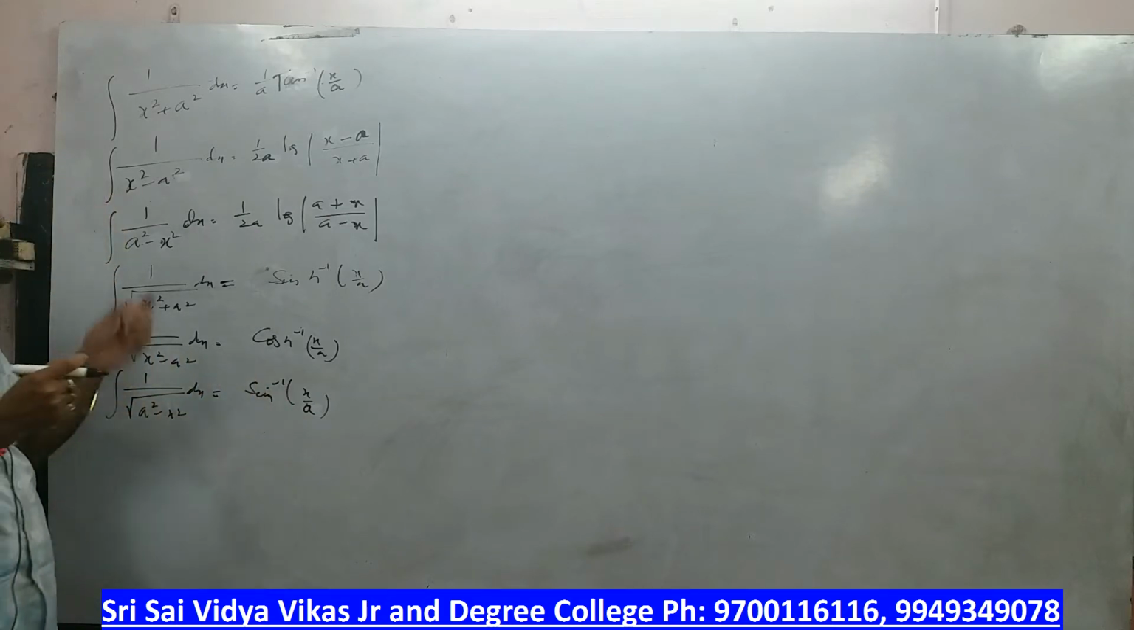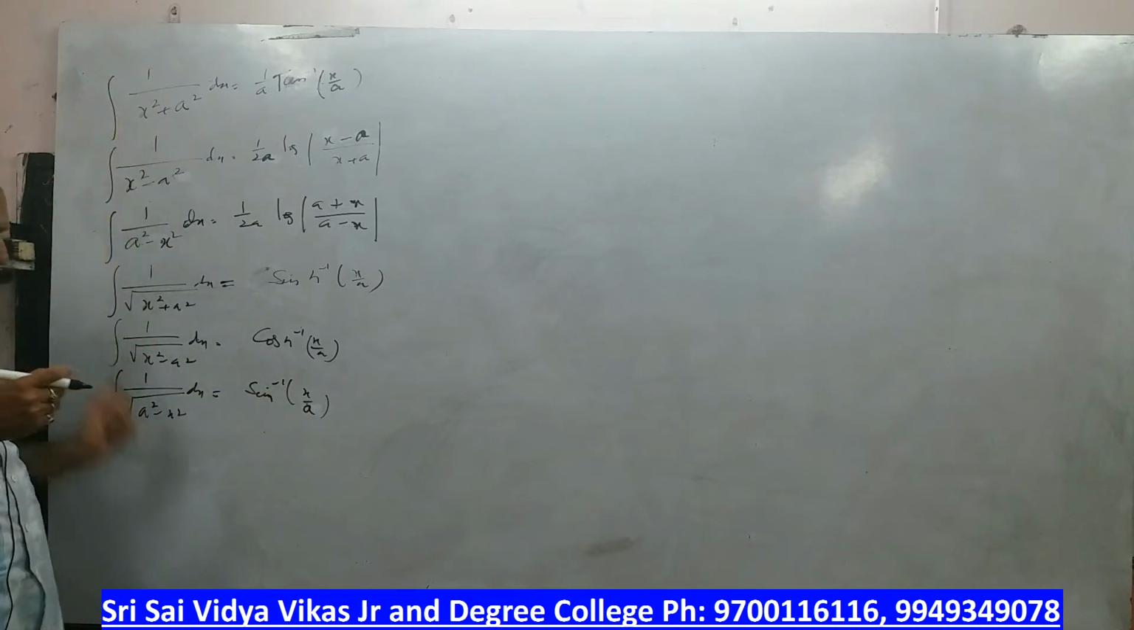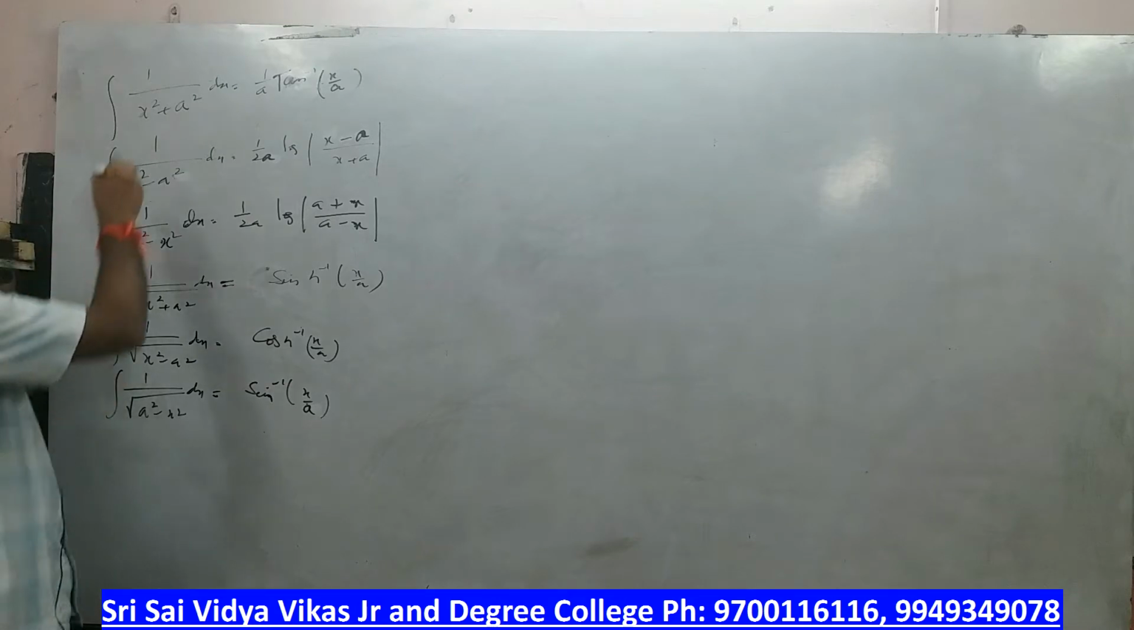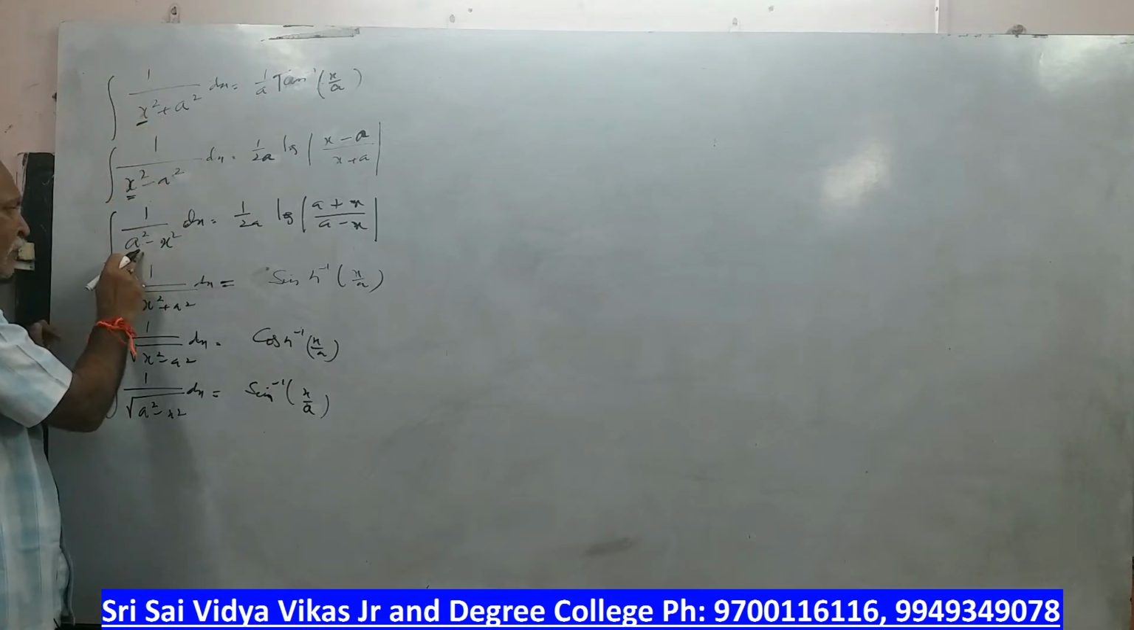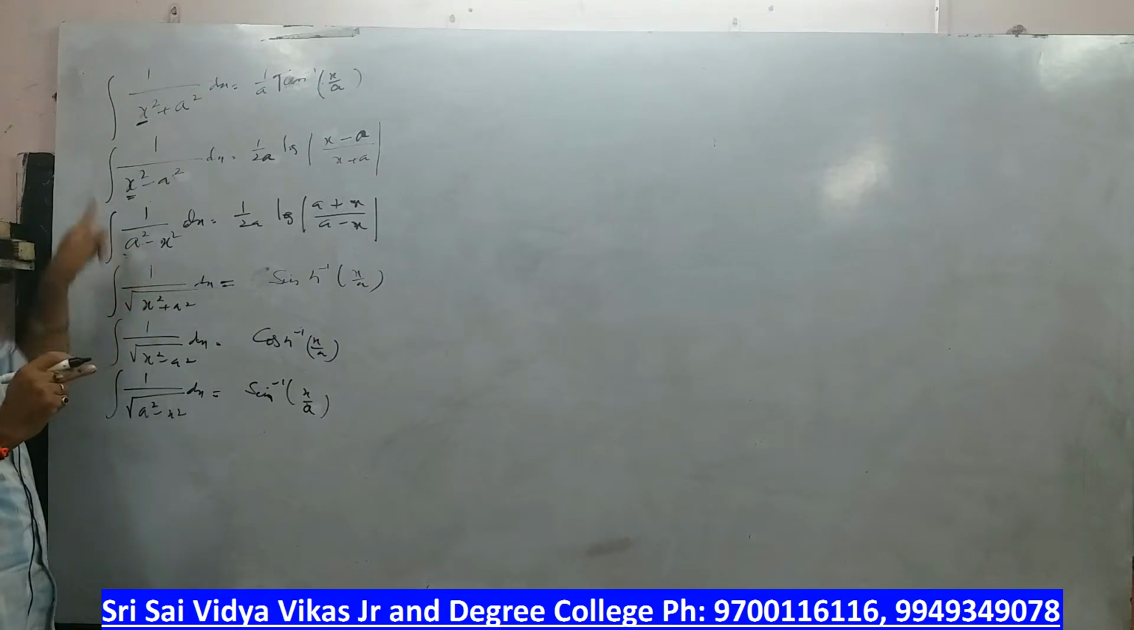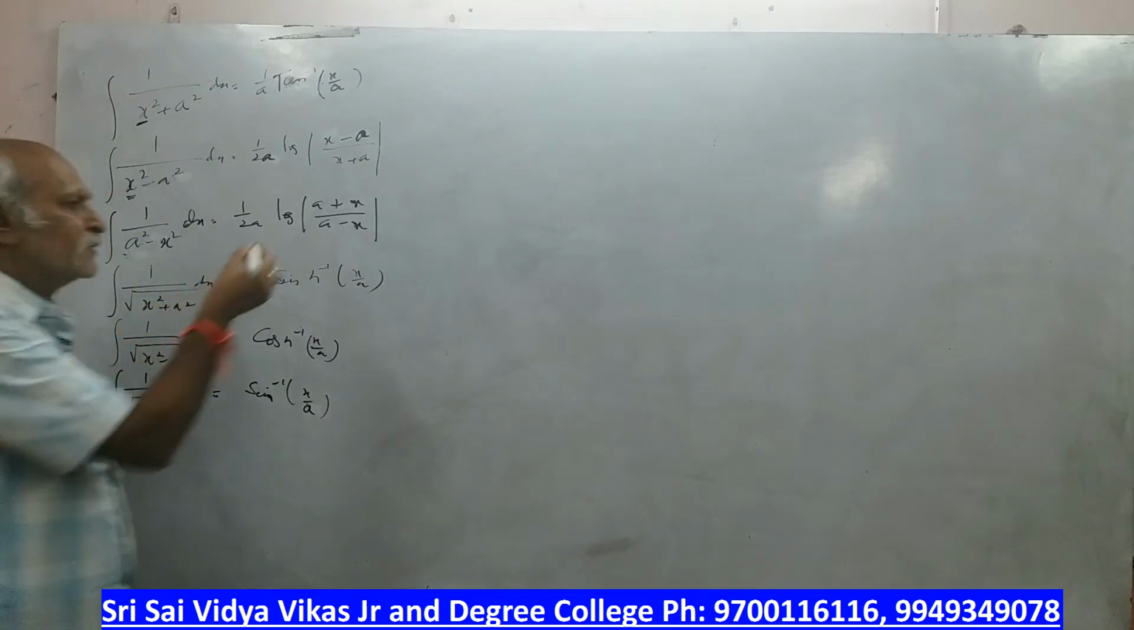So what we have seen? We have seen without root, with root. Okay, here what is important? The coefficient of x square should be always 1, sir. This is very, very important. X square should have coefficient 1. The simplest example.